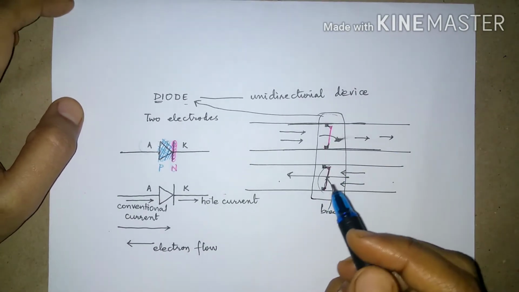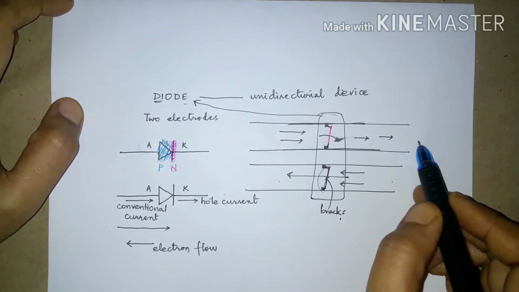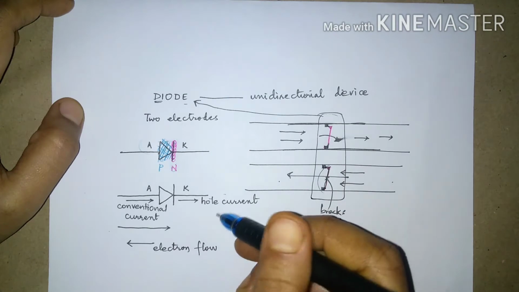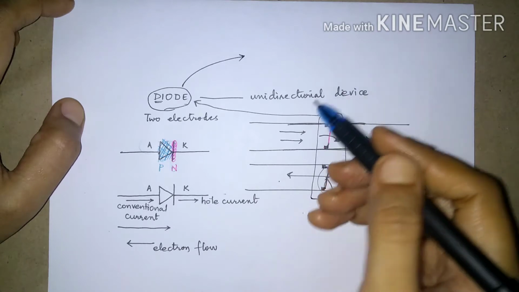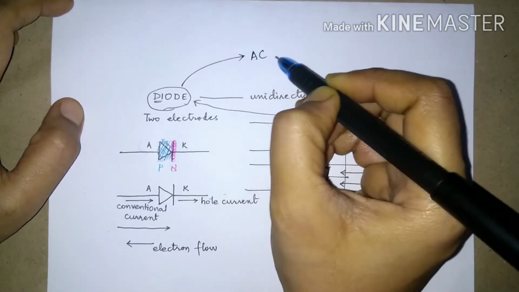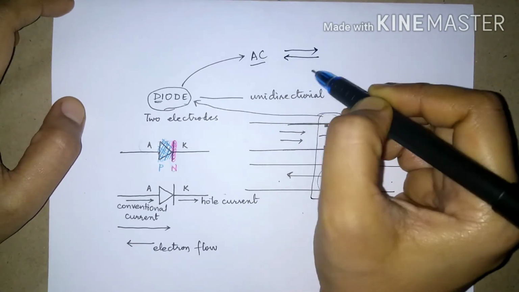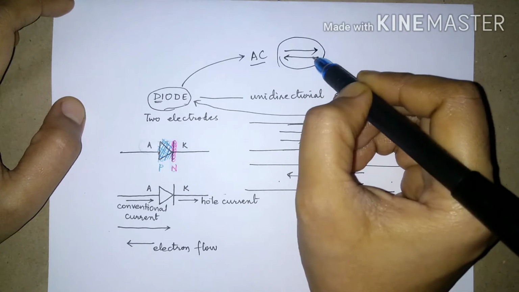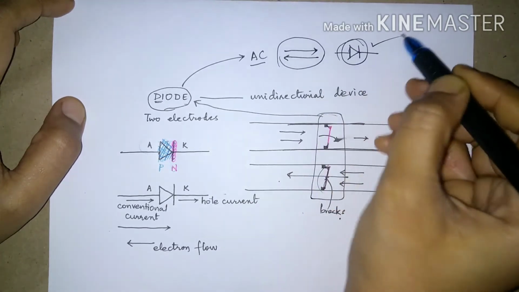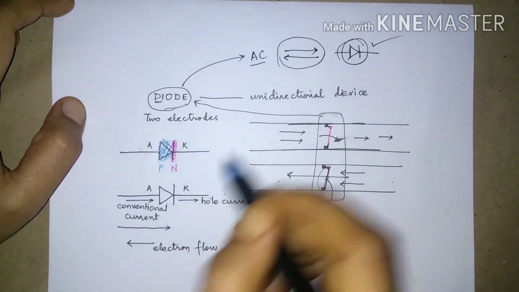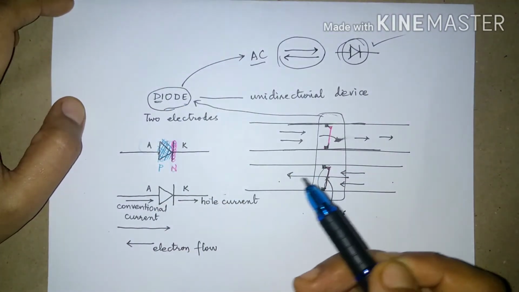Wherever we have applications where current should flow only in one direction and not the opposite direction, we go with diodes. So what are those applications? In module 3 we discussed AC, alternating current, which flows in this direction as well as in this direction. If I place a diode here, it will make sure the current flows only in one direction and block all the current coming in the other direction. That is one application of a diode.